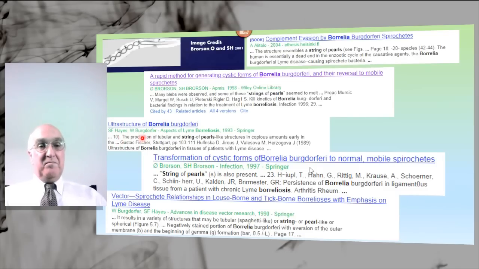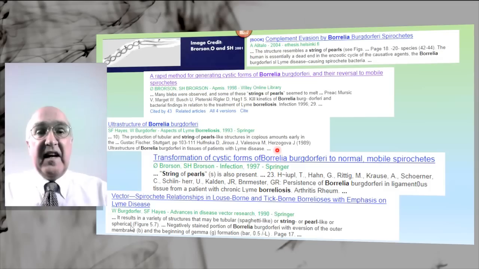Dr. Willy Bergdorfer. Fred Hayes, who's a senior technician, worked with Dr. Bergdorfer for 30, 40 years at the Rocky Mountain Lab, one of the experts in the ultrastructure electron microscopy of Borrelia burgdorferi. String of pearls, structured in copious amounts. Dr. Brosen and his cousin, Sverre Henning Brosen. String of pearls, right? Dr. Per Mercer, string of pearls. Dr. Bergdorfer again, and Dr. Fred Hayes. Spaghetti-like or string of pearls-like spherical forms under the electron microscope.